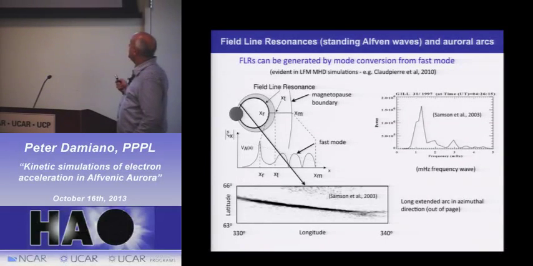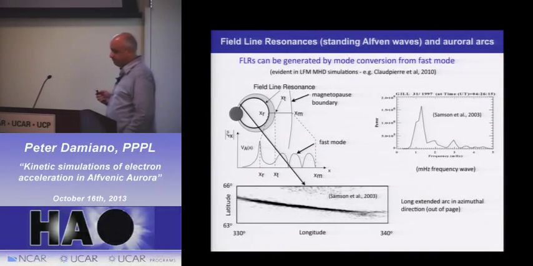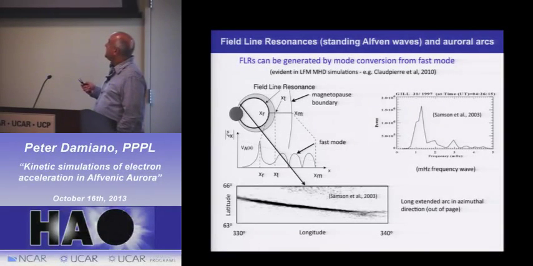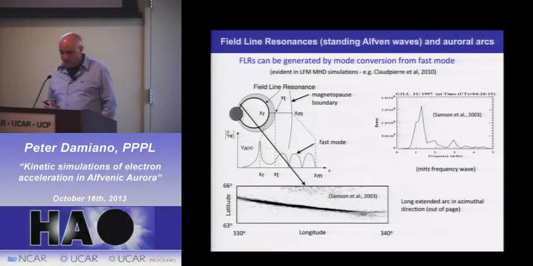These waves have very low frequency, on the order of millihertz. This is an arc associated with one field line resonance, and you would see this arc brighten and dim with the same millihertz frequency that you see from this analysis here of the magnetic field signature at the ground. Now, these waves have also been seen in simulations. For example, in the LFM simulation, Seth Claudepierre illustrated the formation of standing waves within the LFM simulation due to pressure perturbations in the solar wind.